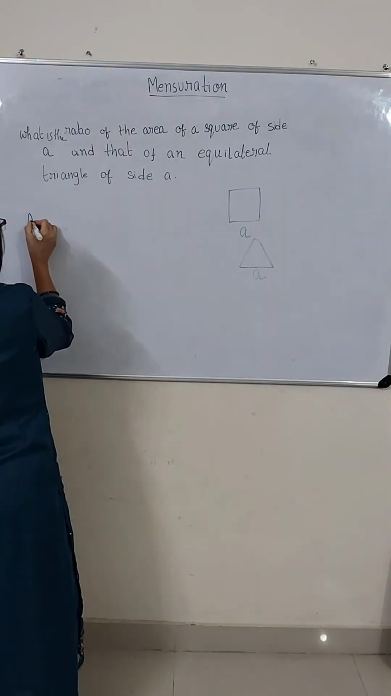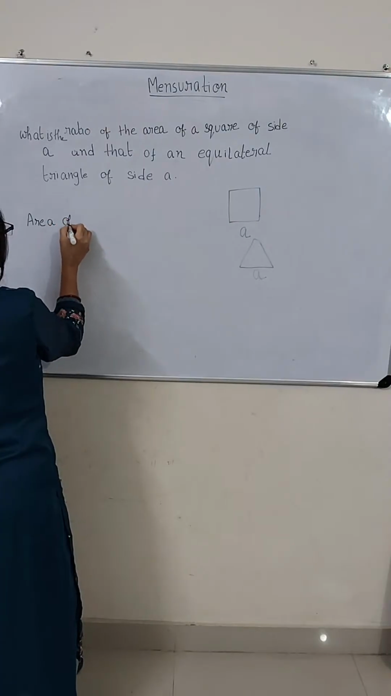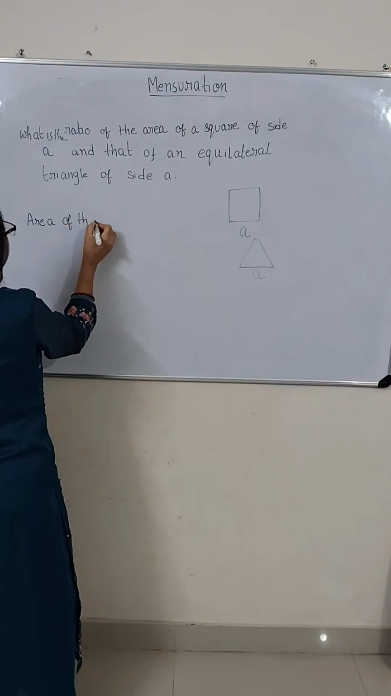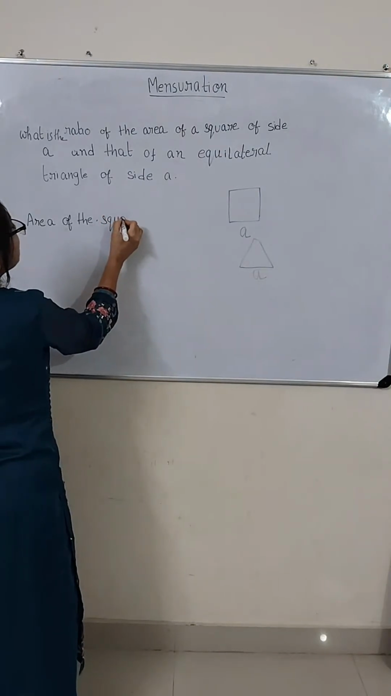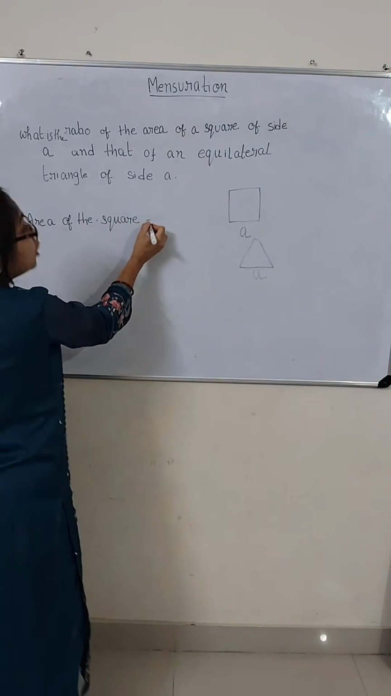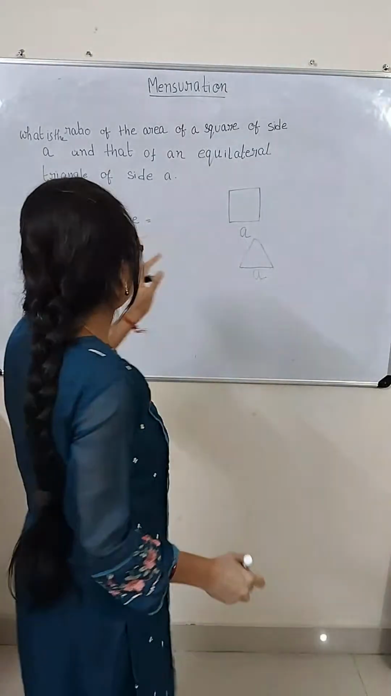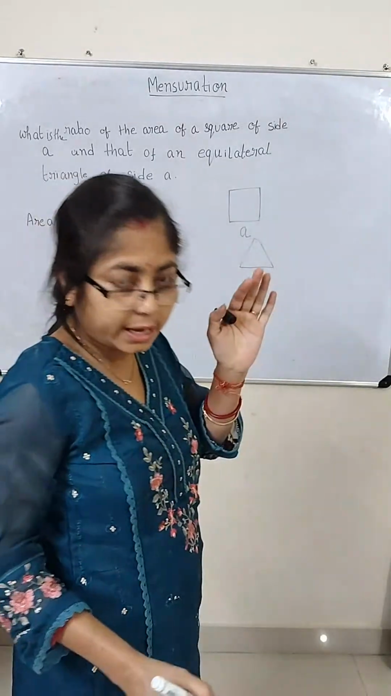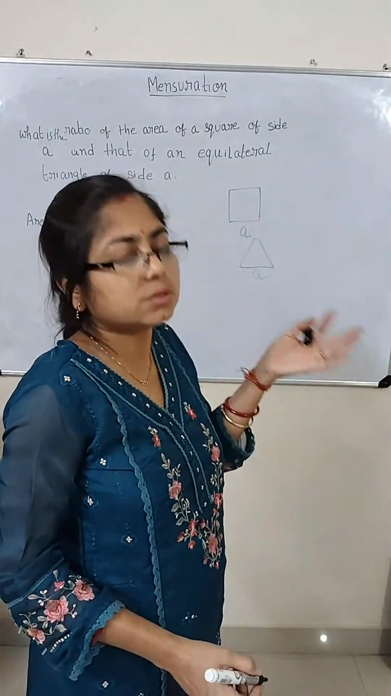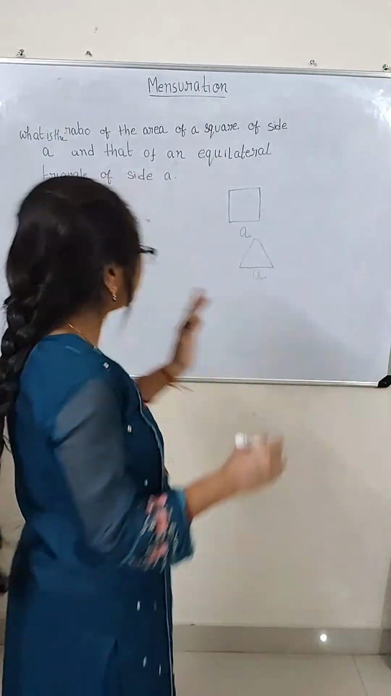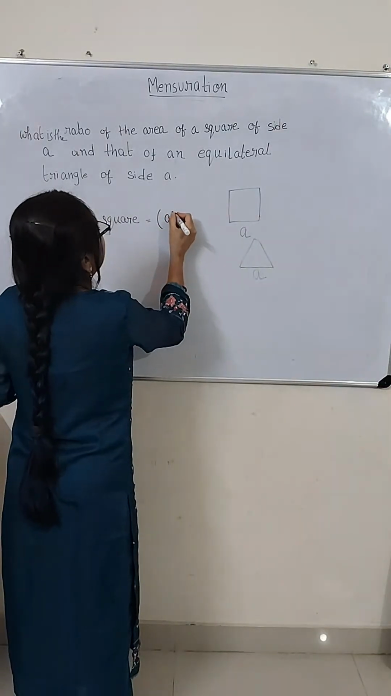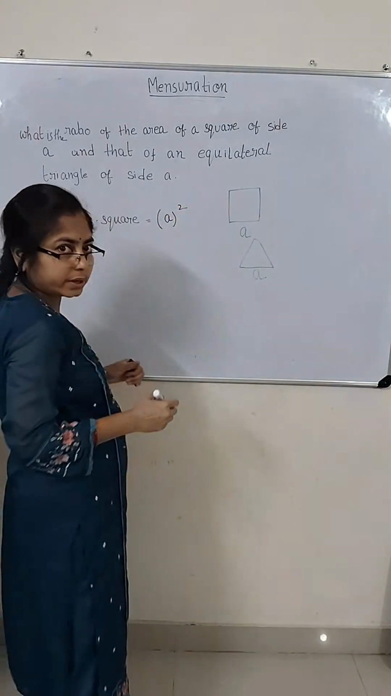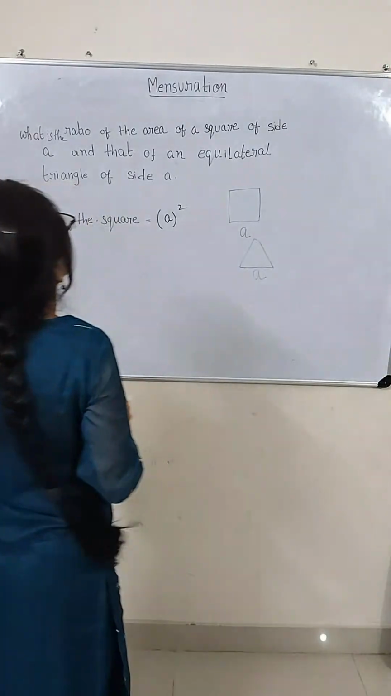area of the square. What is the side of the square? This is A. They are not using any units because we should find out the ratio, so we do not need them. So the area of the square is A square. Okay. Next.